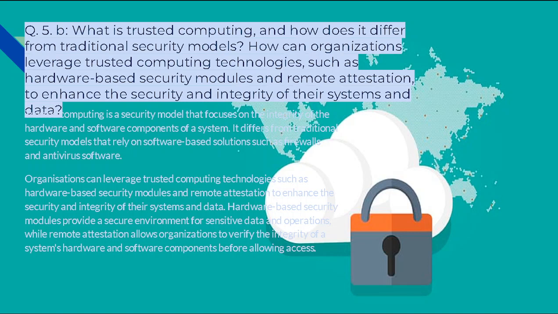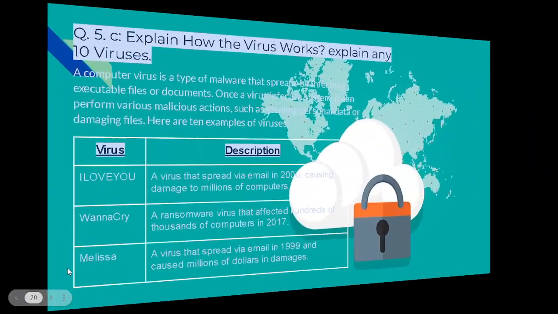Organizations can leverage trusted computing technologies such as hardware-based security modules and remote attestation to enhance the security and integrity of their system and data. Hardware-based security modules provide a secure environment for sensitive data and operations, while remote attestation allows organizations to verify the integrity of subsystems, hardware, and software components before allowing access.